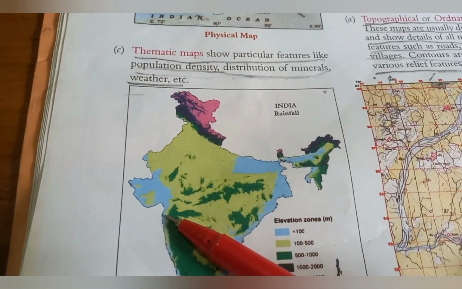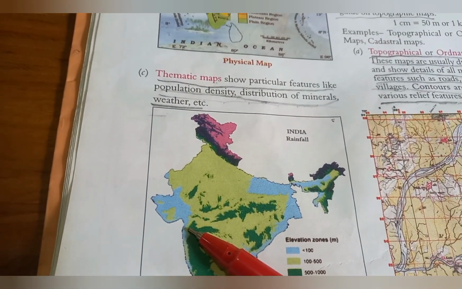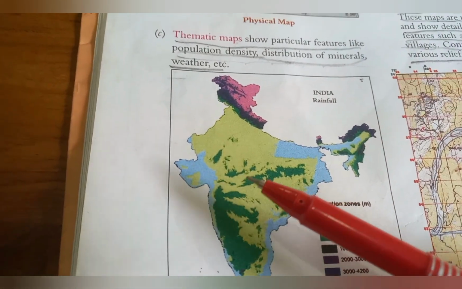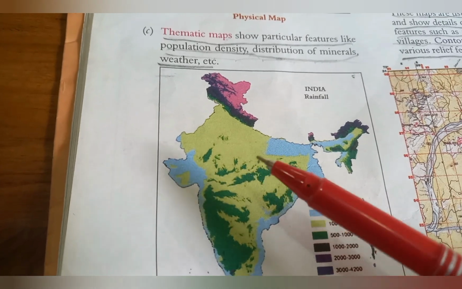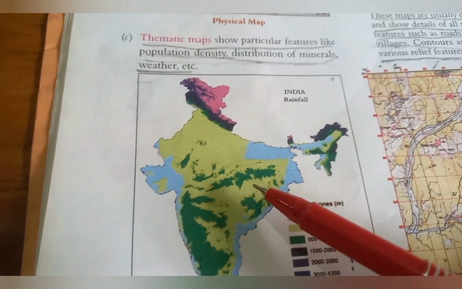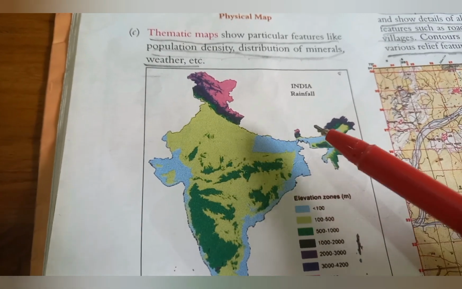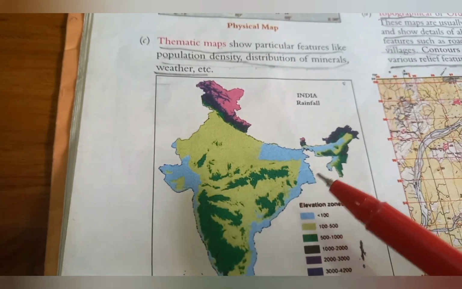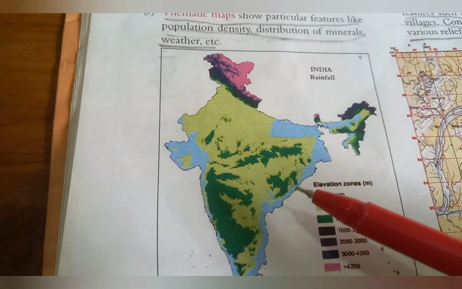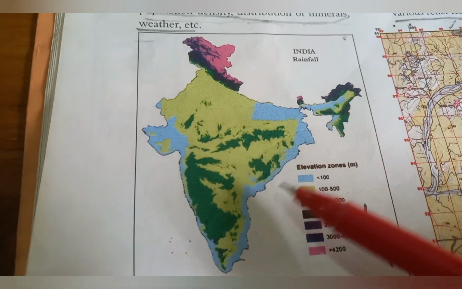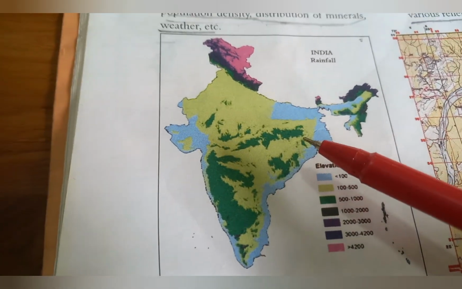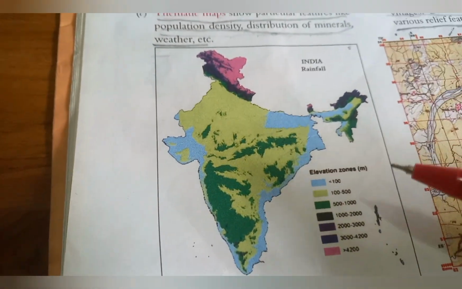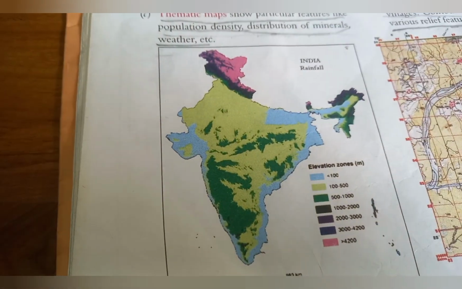And the thematic map shows particular features like population density, distribution of minerals, weather, etc. From the thematic maps, we can know how much population is there in different cities. We can know the distribution of minerals which are found inside the country, and we can know the weather reports or other features like political features. It is theme based. We'll take one topic and make a sketch or plan.